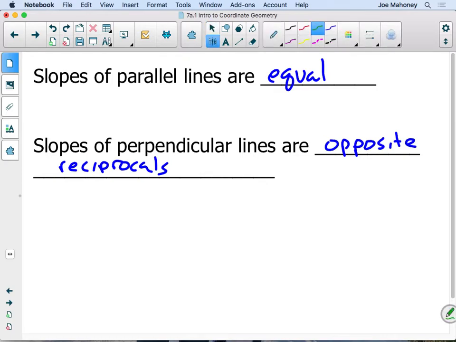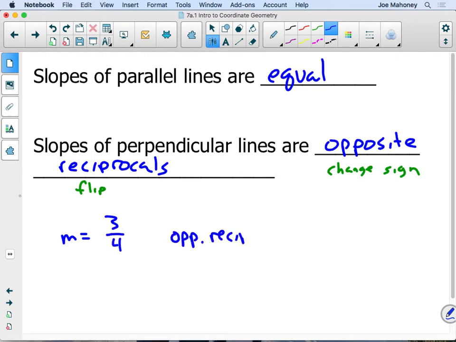So remember, opposite is change the sign. So negative goes to positive, positive goes to negative. Reciprocal is flip the fraction over. So for example, if you have a slope that's equal to, say, 3 over 4, the opposite reciprocal slope is going to be flip the fraction over and negate it. So you get negative 4 over 3.